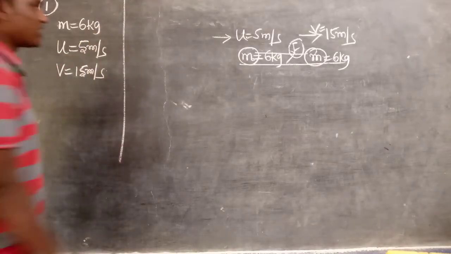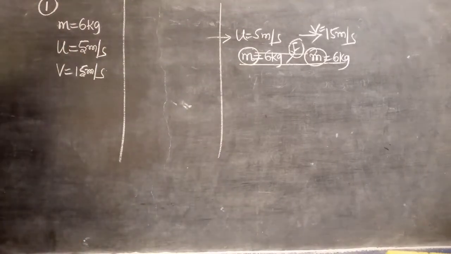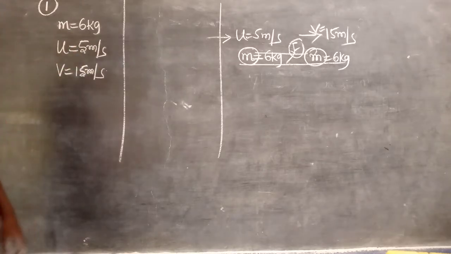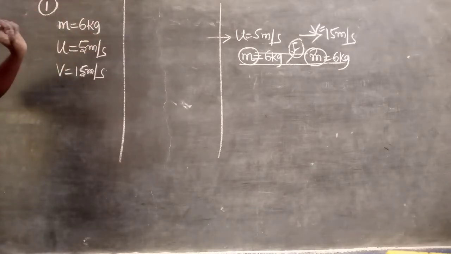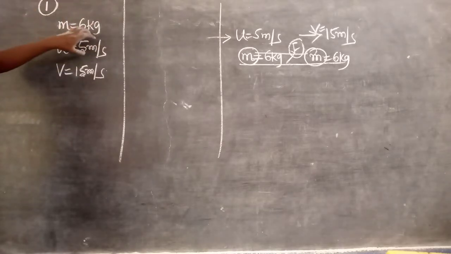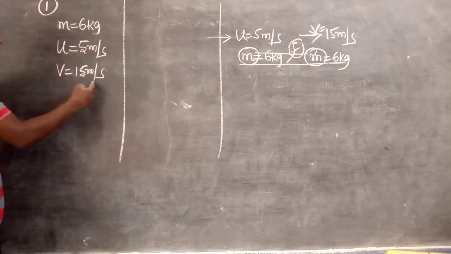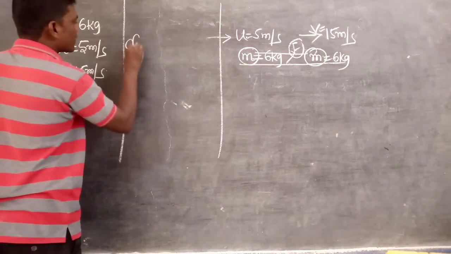I said very clearly to everyone in the previous video what to do during numericals. When we solve and find the answer using a suitable formula, first we check whether all the given physical quantities are in the same system of units or not. Now here all are in the same system. So what is our formula?